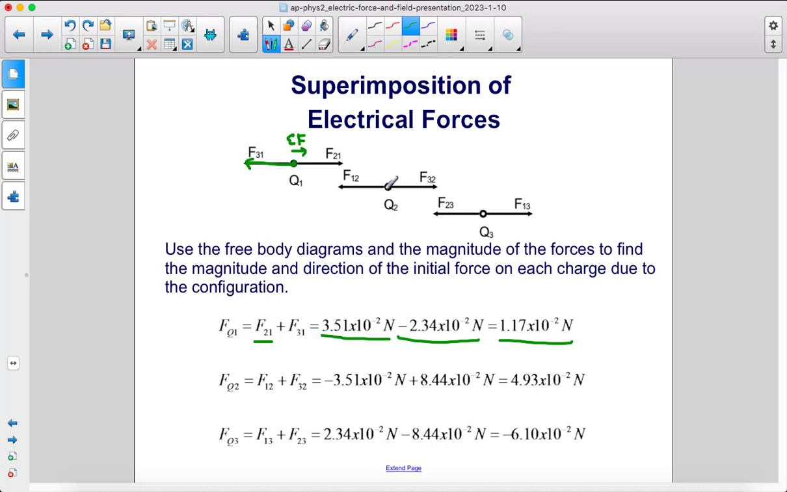So for Q2, we have a negative force to the left, this magnitude here, but we have a big force to the right, so therefore we end up with about 5 times 10 to the negative 2 newtons to the right. So there's also a net force to the right here, and actually this is larger, so it's like that. And finally, the force on Q3 is going to be big and to the left, so this way.